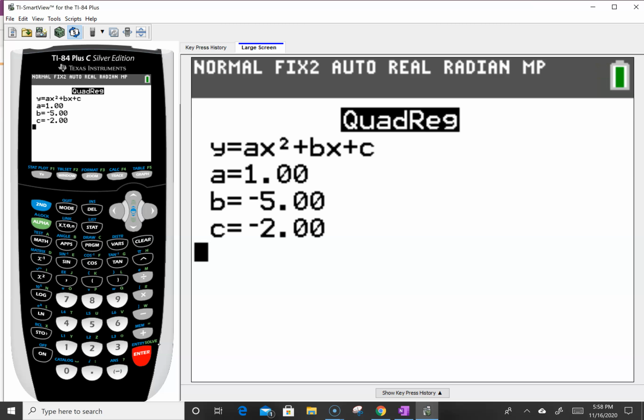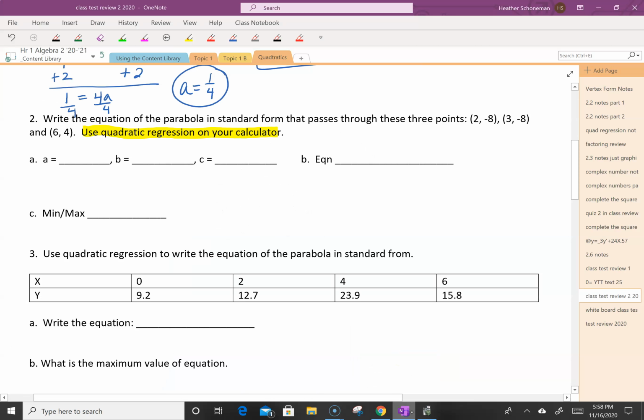So what it gave us is that a is 1, b is -5, and c is -2. Notice also up here that it gives you the equation for standard form. All right, let's put those numbers in. So a was -1, just kidding, +1. Can't read my own handwriting. a was 1, b is -5, and c is -2. So our equation is going to be y equals ax squared. Well, if a is 1, you don't have to write the 1 x squared: y equals x squared minus 5x minus 2.